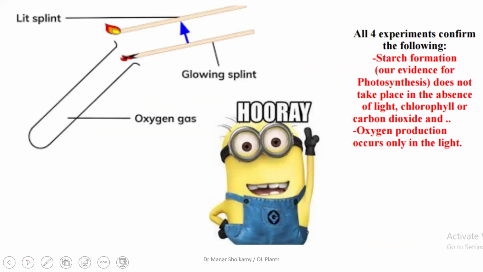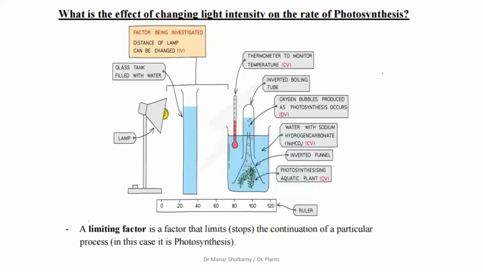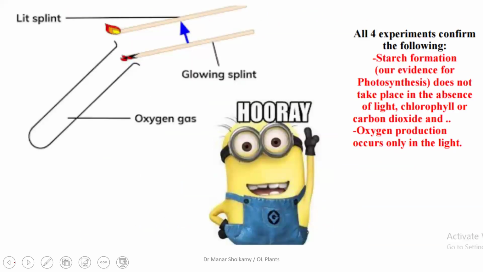Okay? Now, all the 4 experiments show us that starch formation, which is our evidence for photosynthesis, does not take place in the absence of light. When we remove the light, we have a negative result. When we remove chlorophyll, we have a negative result. When we remove carbon dioxide, we have a negative result. And also our glowing splint, when it relit, it showed us that oxygen is produced.